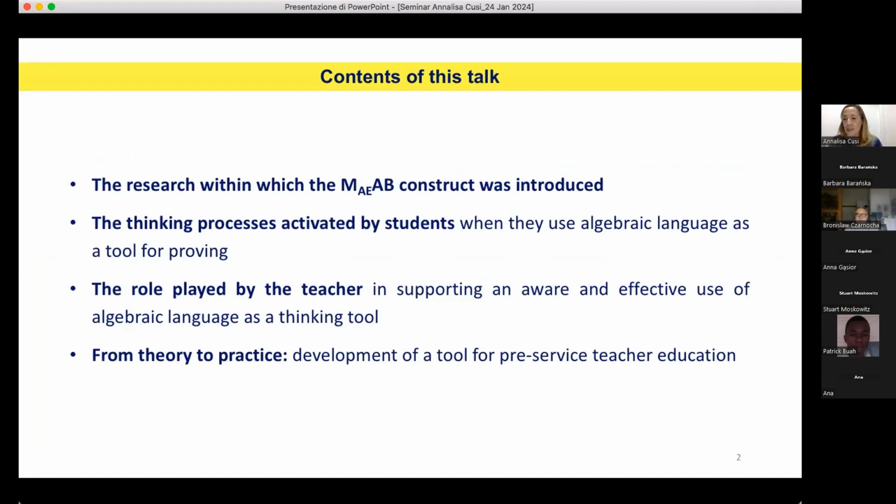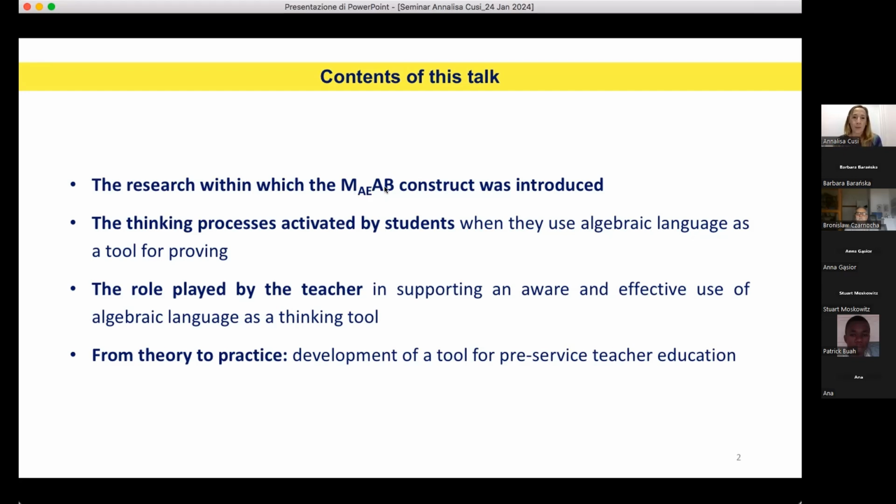I'm going to present some of the results of long-term research, because it started with my PhD in 2006. And during this period, I focused in particular on the teaching and learning of algebra. But today, the main focus of the talk will be on the research that enabled me to think about and introduce this construct. This is the acronym MAEAB, Model of Aware and Effective Attitudes and Behavior.